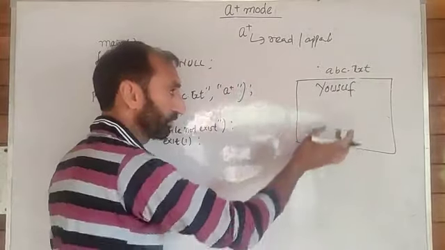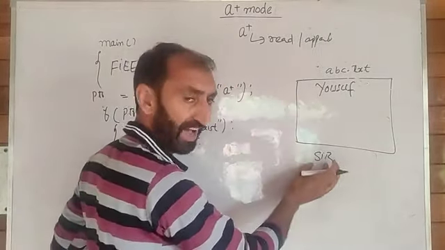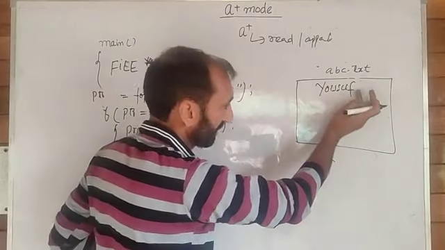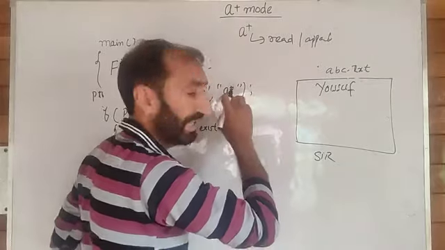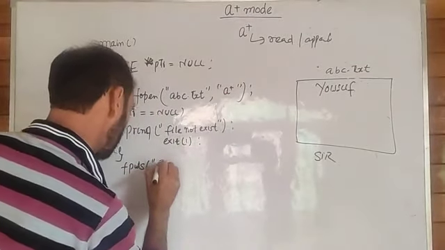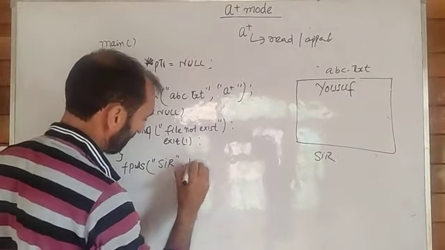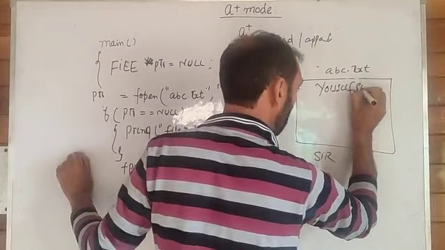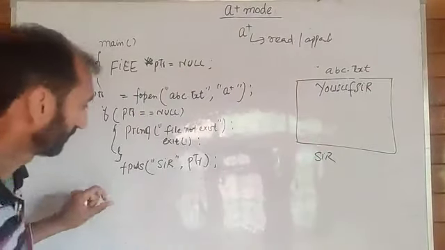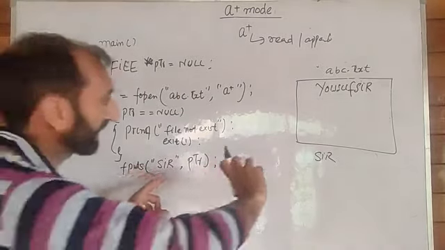I have already told you that if we open the file in A plus mode, we can append to the file, we can write the contents at the end of the file. So I want to append it with sir, and then simply here the file pointer. That is it. Now here it would be sir. Okay, this is the case of appending.